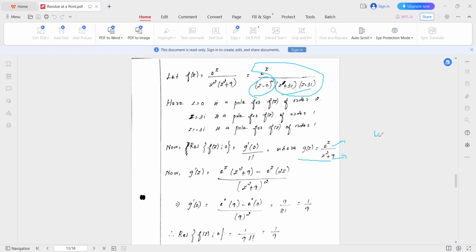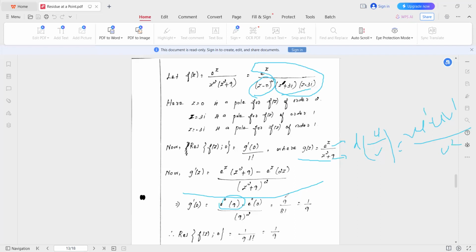So we are going with the u by v method. What is u by v? Differentiation of u by v is equal to (v u dash minus u v dash) divided by v square. By using this formula, we obtain g dash of z as this. Now we substitute the value 0. So g dash of 0 is equal to (e power 0 into 9 minus e power 0) divided by 9 square. As e power 0 equals 1, the first term will become 9, this will become 0. So 9 by 9 square, 81, is equal to 1 by 9.